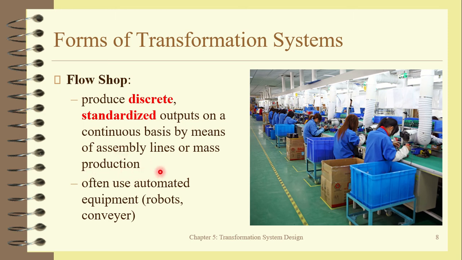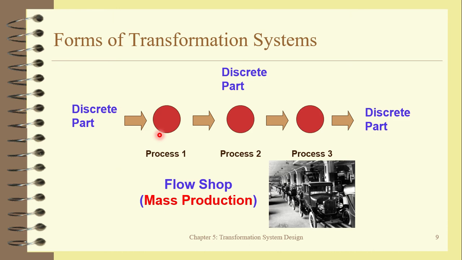You can find the flow shop in part manufacturing or the automobile industry. Here the raw material is discrete, and WIP between this one and the final process is discrete, and the output is discrete, right? This is the characteristic of the flow shop. Sometimes we call it assembly line, and because they produce in mass, sometimes it's called mass production.